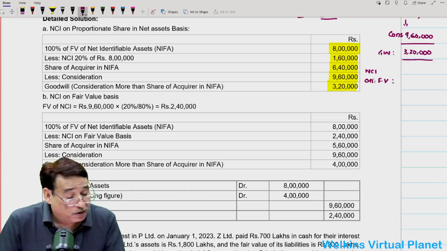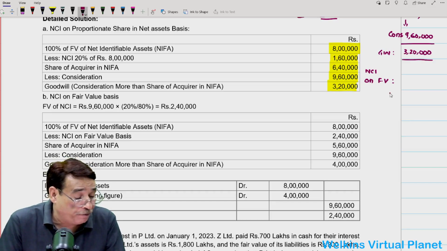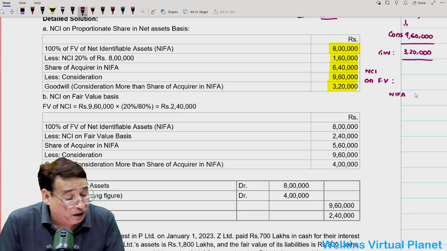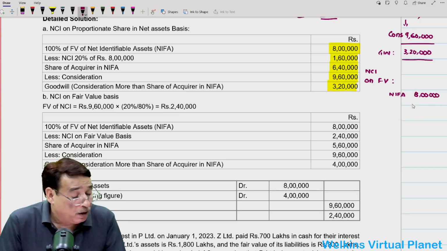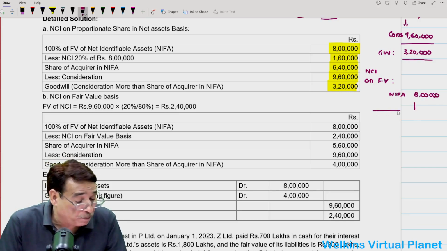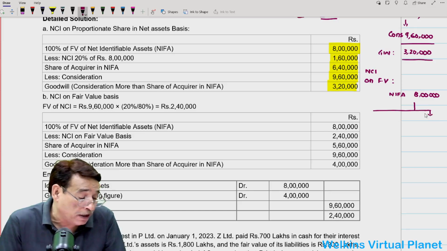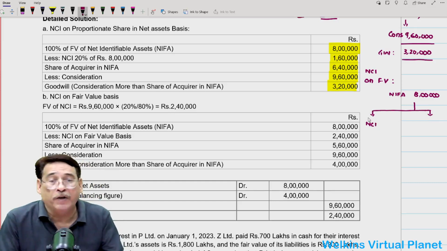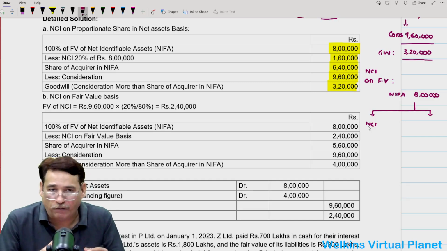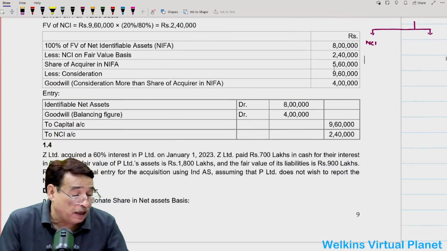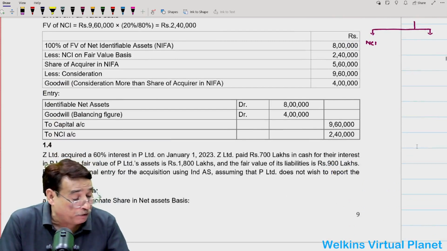Let's have a look. Suppose I am going to compute NCI on fair value basis, this time what will be the value of goodwill? First of all, as usual, we are going to write the net identifiable asset on the date of acquisition. Net identifiable asset will remain the same, 8 lakh, no doubt about that. Is it clear to you? Now out of this 8 lakh, what proportion belongs to NCI? Now, I will not write 20% of 8 lakh because I have decided that I am going to value NCI on fair value basis. So how we are going to compute NCI value on fair value basis, that is the point which you need to understand.